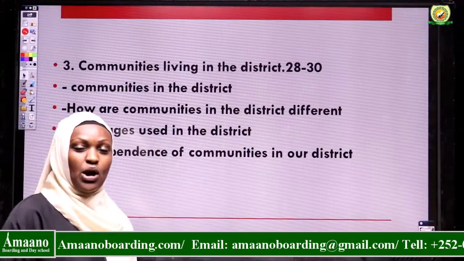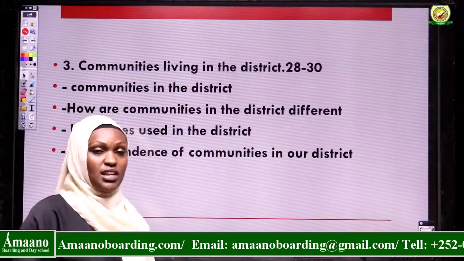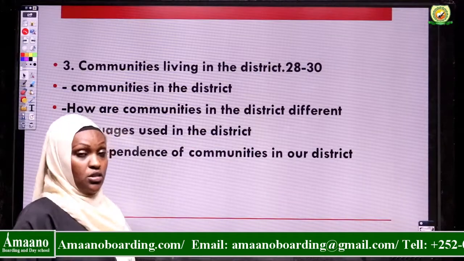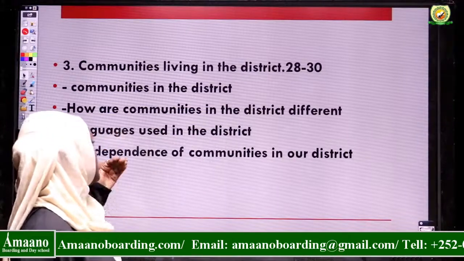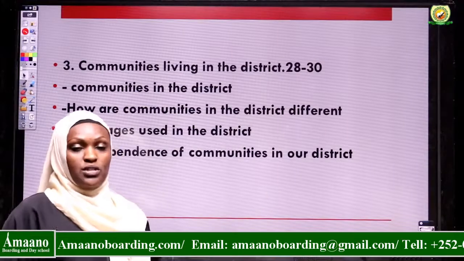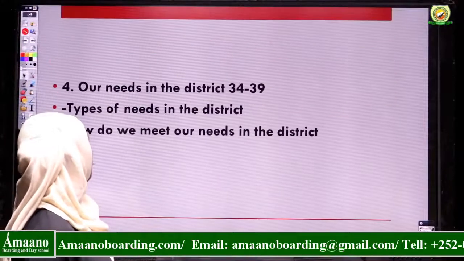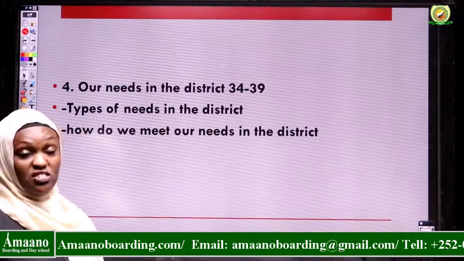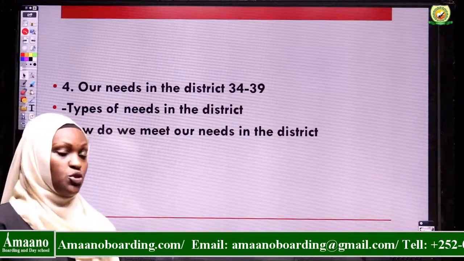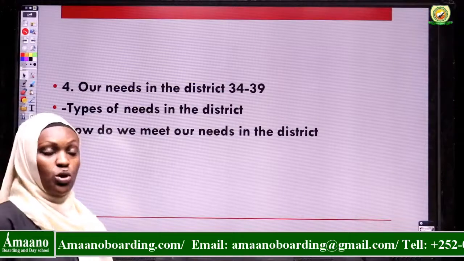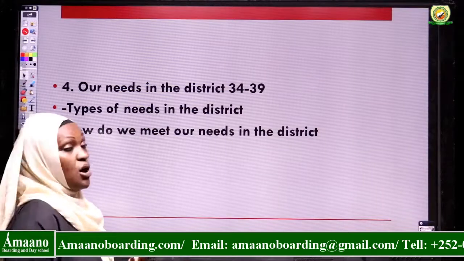How are these communities in our district different from each other? Then we have the languages used. Which languages are used in our district? We know in every district you find different languages. Then the last one, interdependence of communities in our district. How do these communities depend on each other? Then we have our needs in the district. What are needs? Types of needs. We know there are two types of needs. What do we need? Then how do we meet these needs in the district?